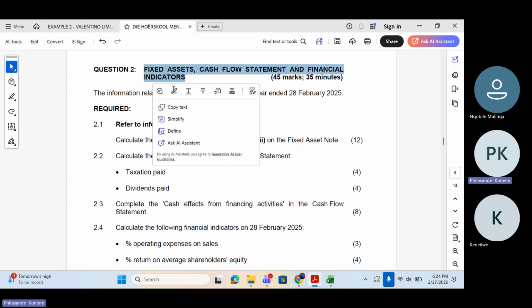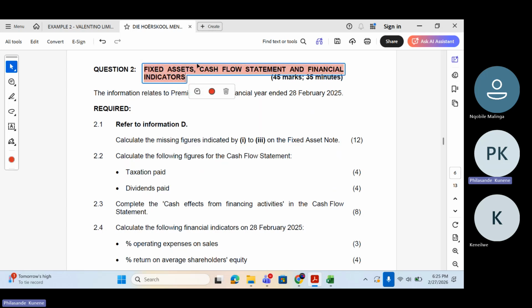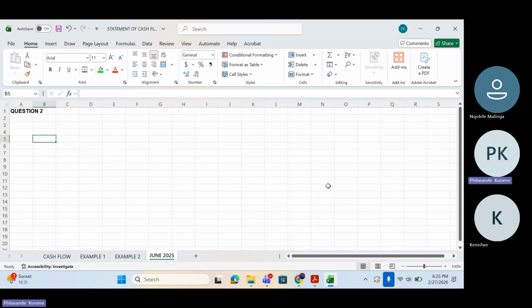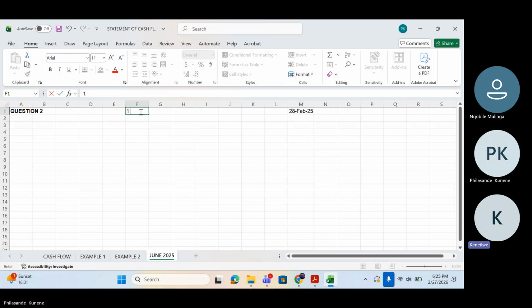I did tell you that you must be strong with your fixed assets when you're going to do the cash flow statement. Otherwise, cash flow would kick you out. This is the information that relates to Premier Ltd for the financial year ended 28 February 2025. So when the year is ending 28 February 2025, when is it starting? When is the year starting? 1 March 2024.